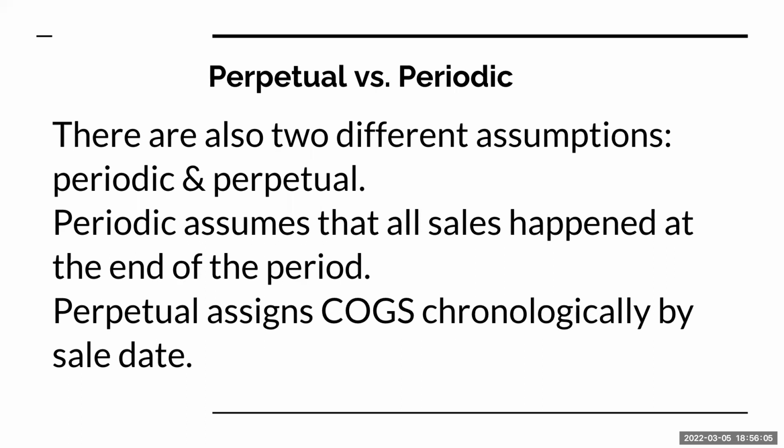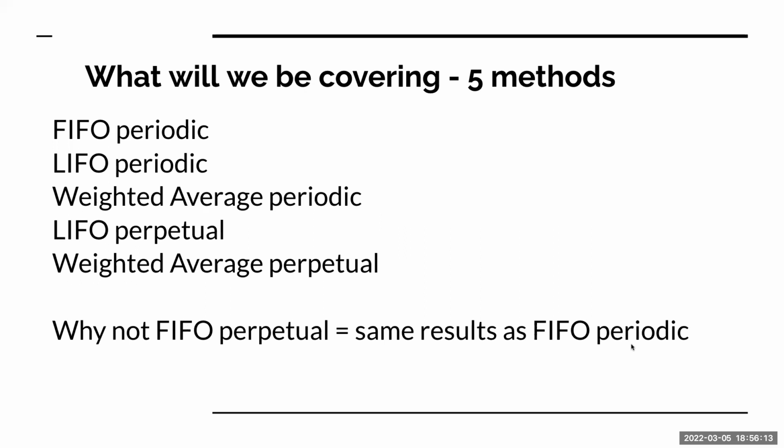Perpetual assigns cost of goods sold chronologically by sale date. We go to the first sale date. We look at what's in our inventory. We go ahead and assign to cost of goods sold based on that. Now, what we're going to be going through and doing is we're going to be covering 5 methods, right? There's really 3 and then 2 on top of that.